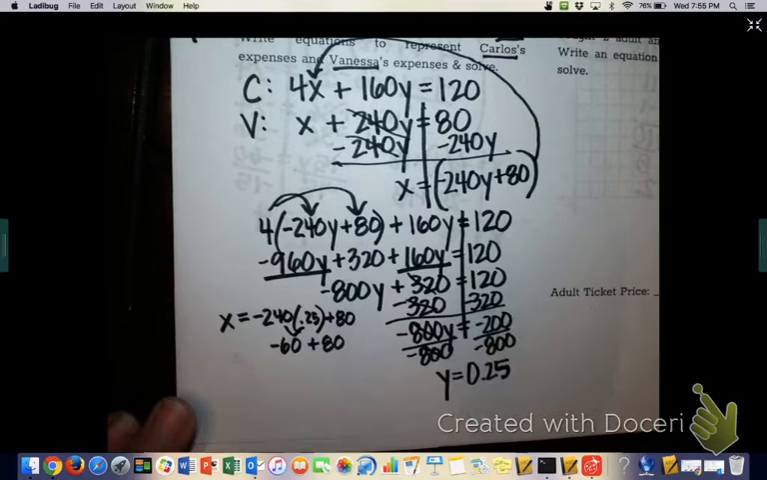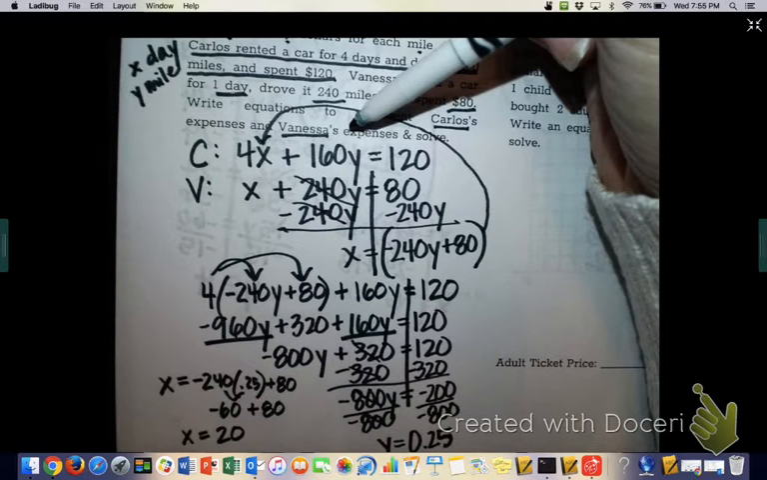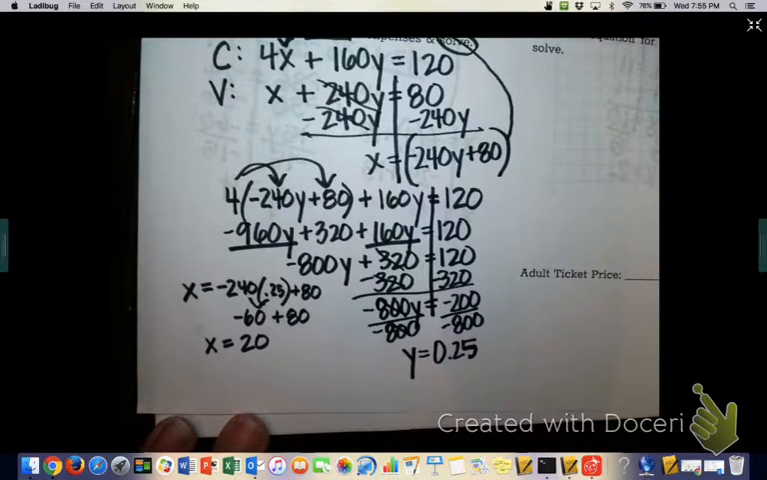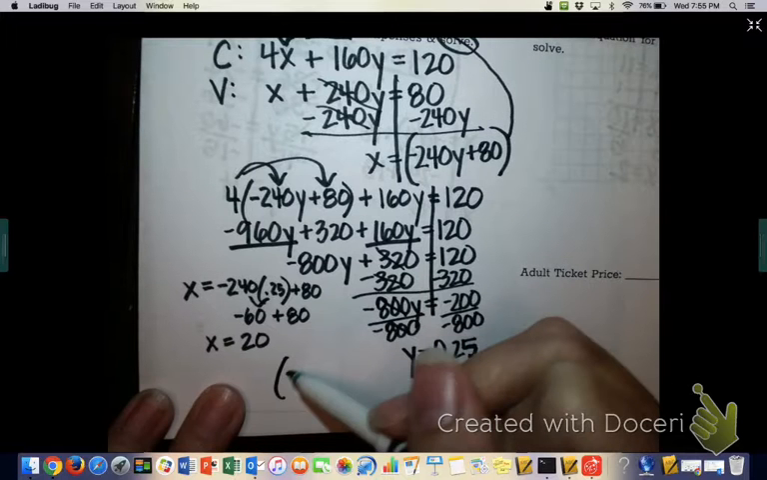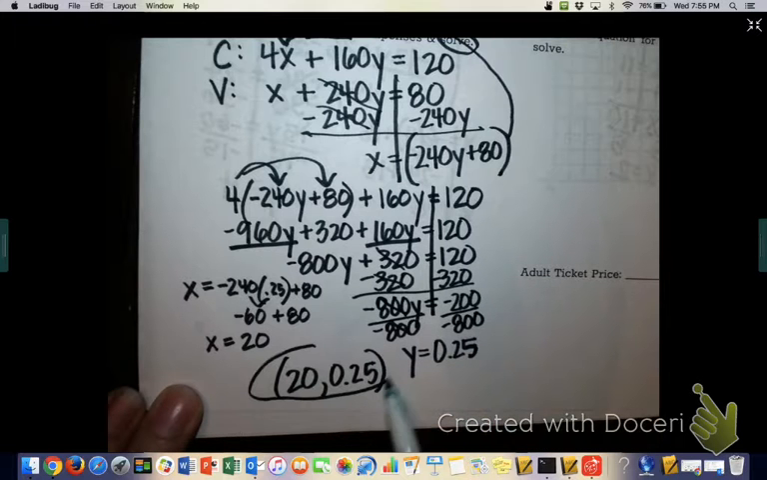So we wrote equations to represent their expenses, and then we solved them. We can actually just write it as a coordinate. That's what we've been doing. So we will leave it as 20, comma, 0.25. That was a lot of work, but I hope that you guys are starting to understand how it works.